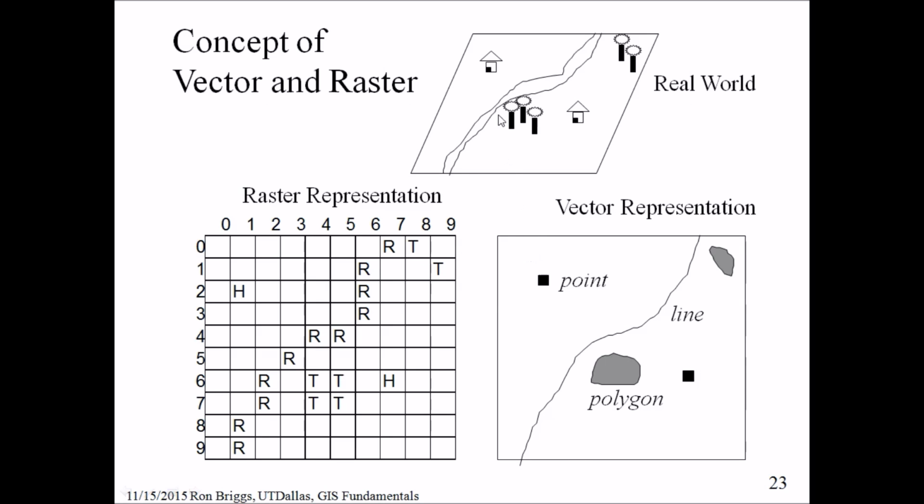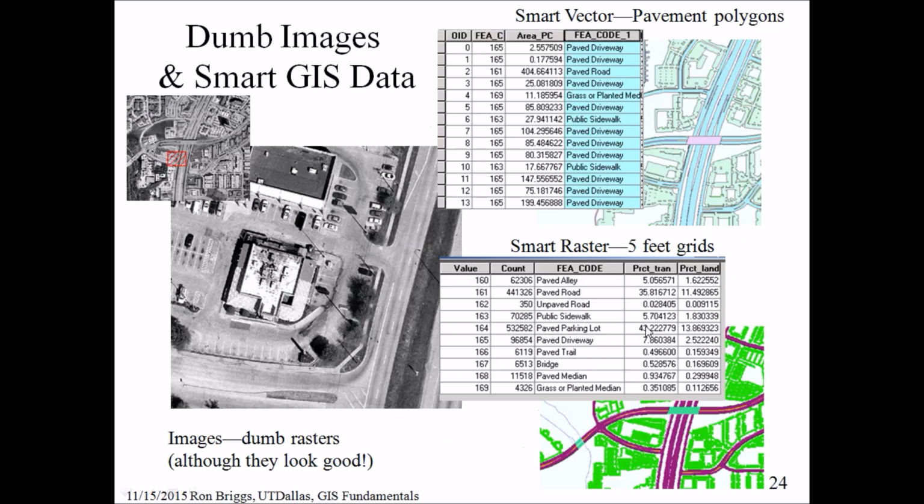So the concept of vector and raster is, this is the real world, this is the raster representation. Now this is the vector representation. Raster is in the form of pixels, while the vector representation is in the form of point, line, polygon. These are the images of a smart GIS database. We have smart vectors, pavement, polygon. See, these are the vectors, and these are the smart raster, 5 feet grid. These are the 5 feet grids.